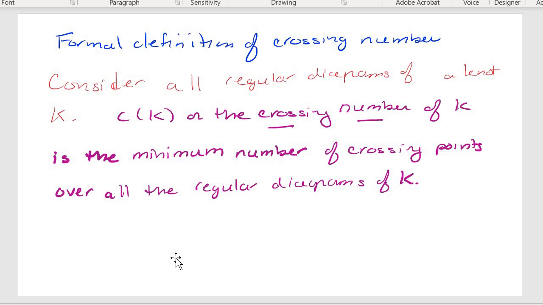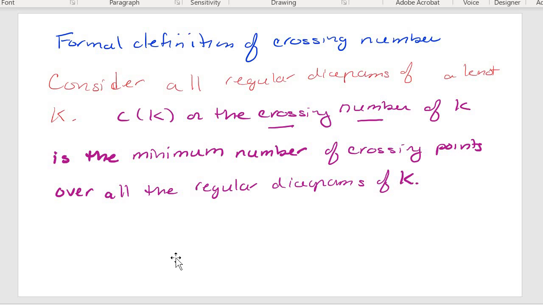So the crossing number is defined to be the minimum number of crossings over all possible distortions of the original knot. You see how this one gets you out of jail? You don't have to know what those crossings look like. It's just the minimum number of those crossings. What does that say? Consider all regular diagrams, all regular diagrams of a knot. I just showed you two for the unknot, the zero knot, and then twisting it once. So C of K is the crossing number. It's the minimum number of all the crossing points.